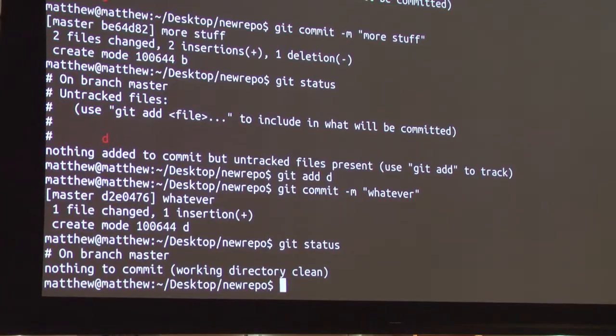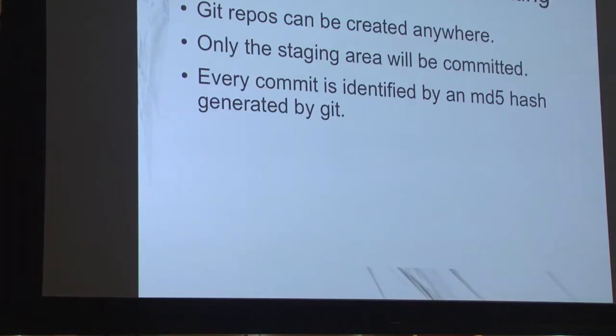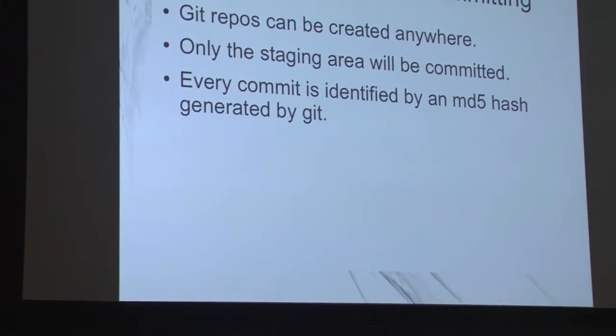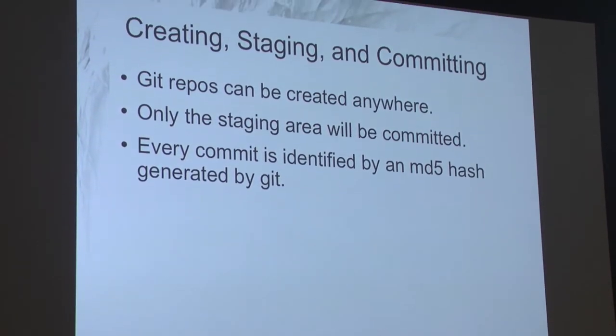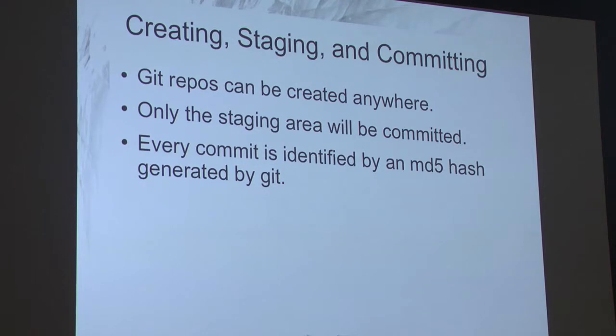Couple things to note. Git repos can be created anywhere. I strongly urge you, anytime you want to version anything, use a Git repo. You don't have to share them. You don't have to start it on GitHub. You don't have to have a company repository to do it. You just make one. It's good. You can commit. Another thing, only the staging area is committed. We talked about that.